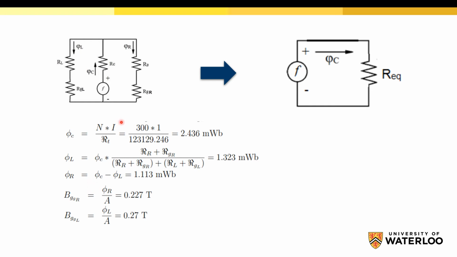The last thing is to calculate the flux density in the two air gaps. So we have the right air gap and the left air gap. Flux density is equal to the flux over the area. We have the flux in the right air gap calculated in this part, and we have the area of this air gap. So we can calculate the flux density in the right air gap. For the left air gap, we have to use the flux in the left air gap and the area for the left air gap. Here, these two areas are equal, but they might be different.